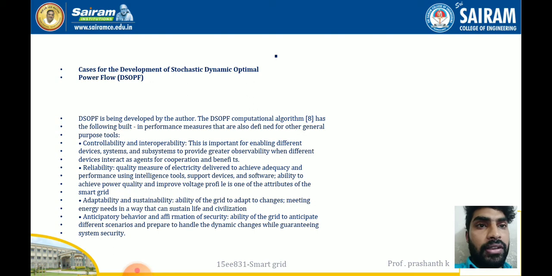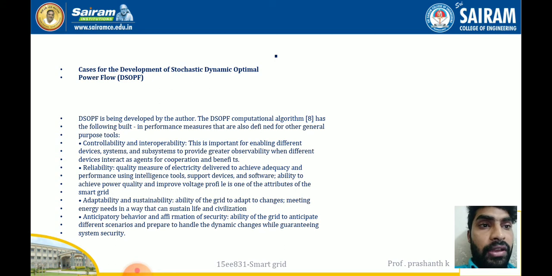See, the case for the development of stochastic dynamic optimum power flow, that is DSOP, right? DSOP is being developed by the author, and the DSOP is a computational algorithm, and has the following built-in performance measures that are also defined for general purpose tools. So we have some different parameters in this: controllability and interoperability. Controllability must be there, right? The ability to control the overall operations and the overall system, and interoperability. So internally we need to operate, and we need to give overall solutions for that analysis of the smart grid.